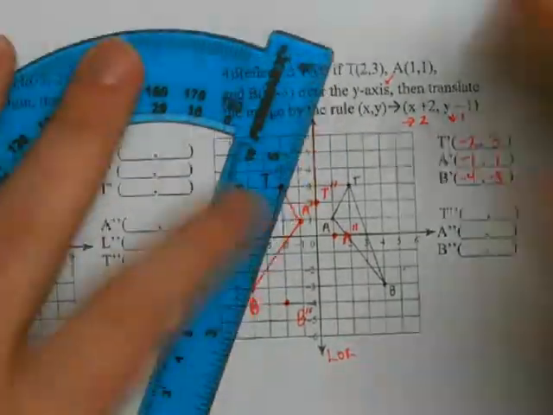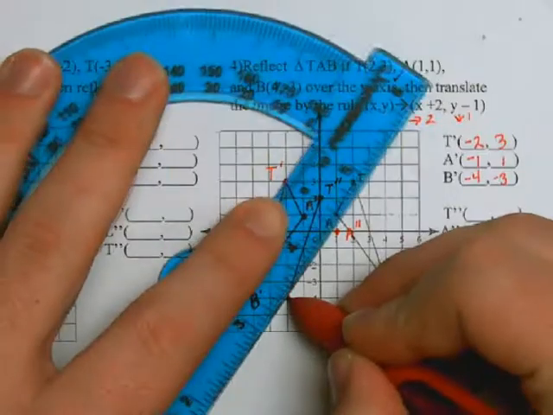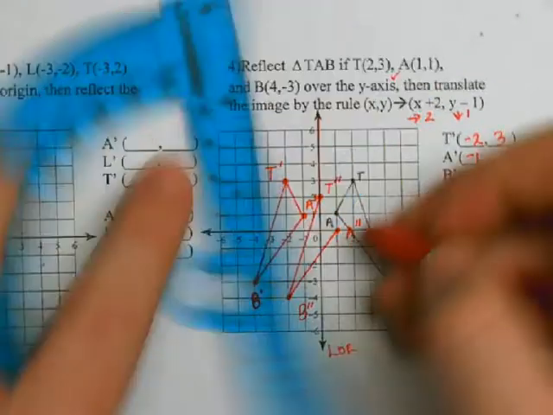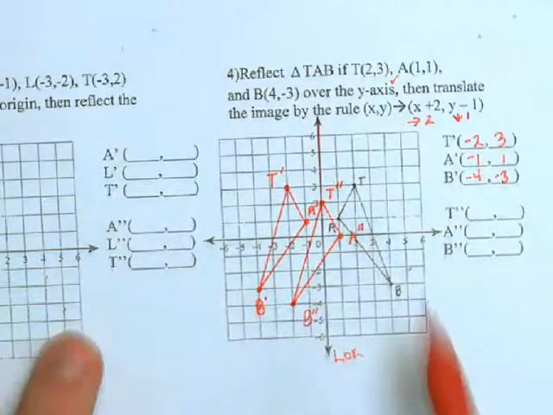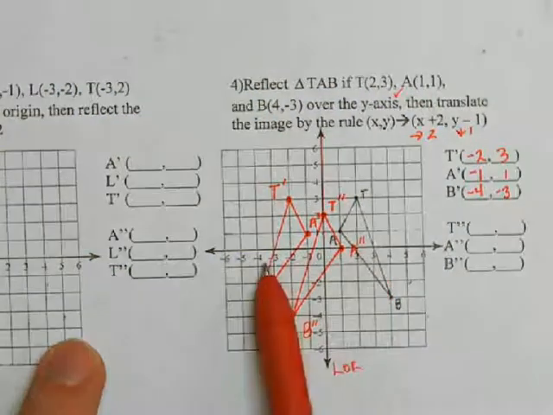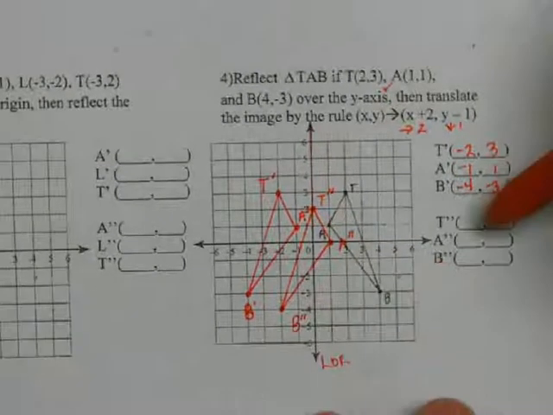And then I connect my prime primes. So I got T, I got B and A, and then I have that. So if you notice, it reflected across the y, and then it was translated right 2, down 1. Okay? And then you need to copy down these prime primes.